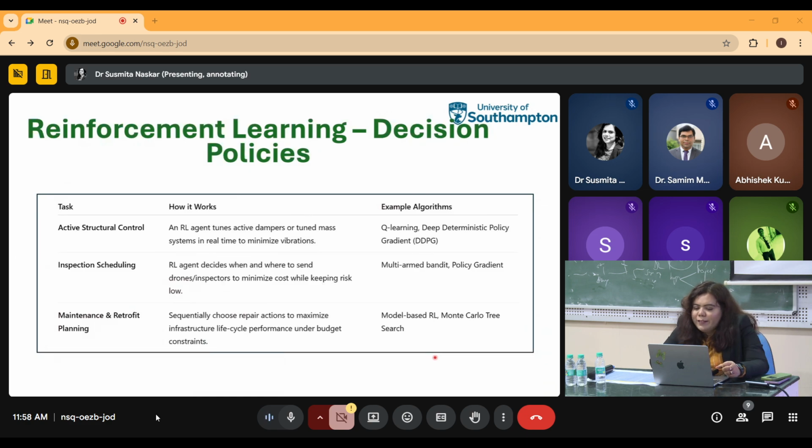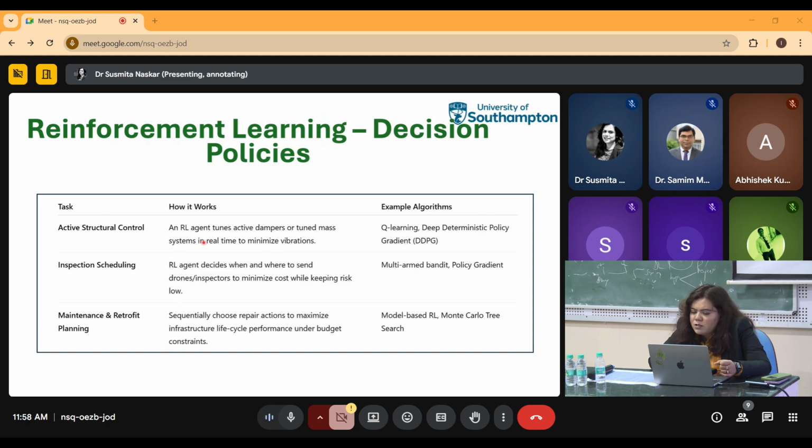And then definitely, as I said, the reinforcement learning. That's something that, compared to the other two, is always a little bit complicated. The first one is active structure and control. Basically, our reinforcement learning agent tunes an active damper or tuned mass system in real time to minimize the vibration. This can happen using examples like Q-learning, and you will see that these are not quite advanced compared to the first one or the second one. So a lot of research is still happening.